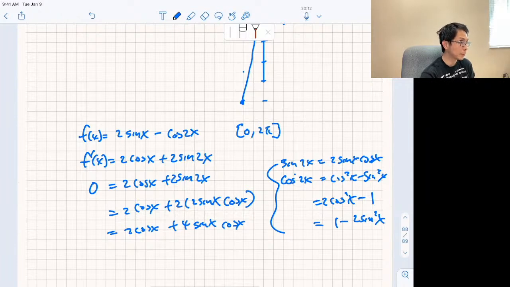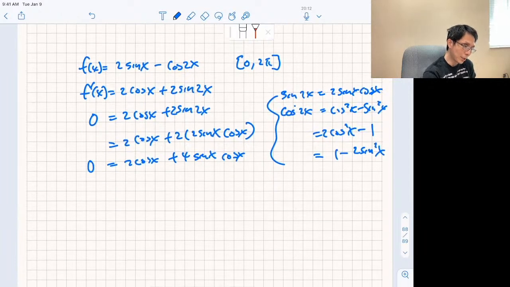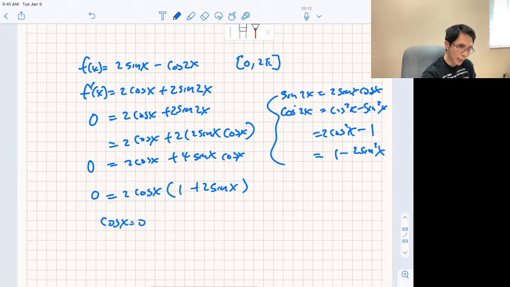Is it 11 pi over 6? 11 pi over 6, 7 pi over 6, 3 pi over 2, and pi over 2. So I'm going to set it equal to 0. I'm going to take out 2 cosine of x, I think. That's going to give you 1 plus 2 sine of x, positive, sorry, is equal to 0. Cosine of x equal to 0, and the sine of x equal to negative 1/2.